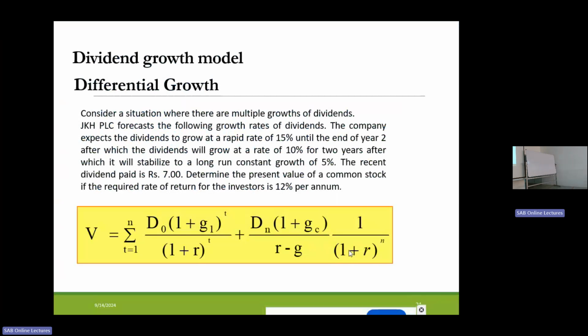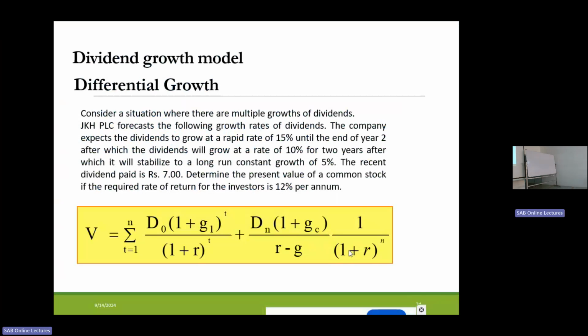John Case, PLC, forecasts the following growth rates of dividend. After analyzing this company's past history, you have identified the following growth rates of dividends. The company expects the dividends to grow at a rapid rate of 15% until the end of year 2, right, until the end of year 2.